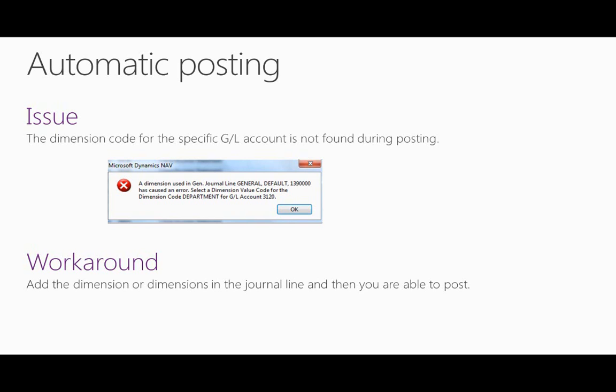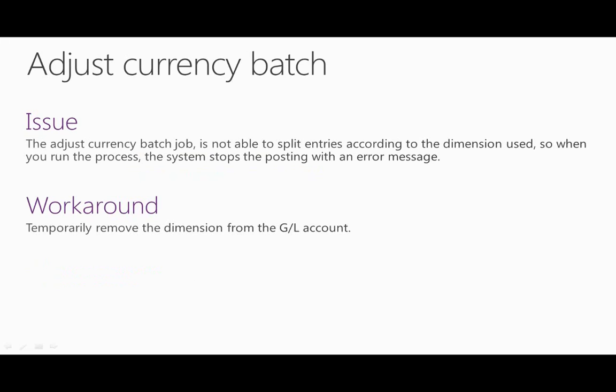The second one is the adjust exchange rates batch job. This is a common problem that occurs when a dimension that can be code mandatory or same code is defined in one of the GL accounts used by the process. The adjust currency batch job is not able to split the entry according to the dimension used. So when you try to run the process, the system stops the posting with an error message. In this case, the only workaround available is to temporarily remove the dimension defined for the GL account.